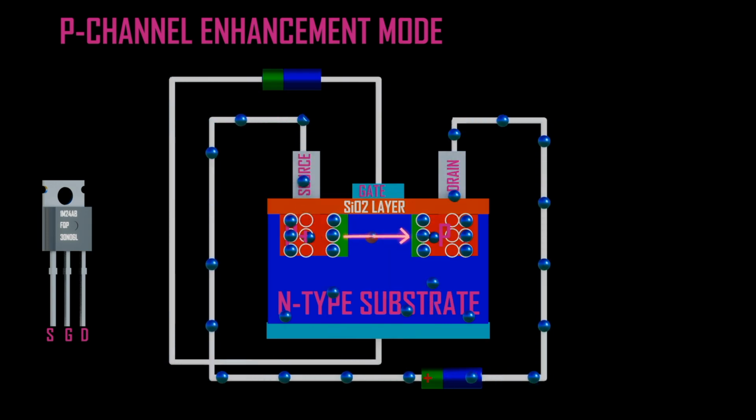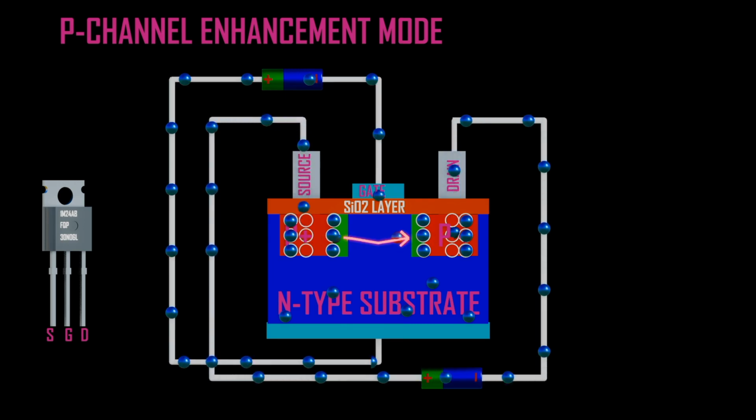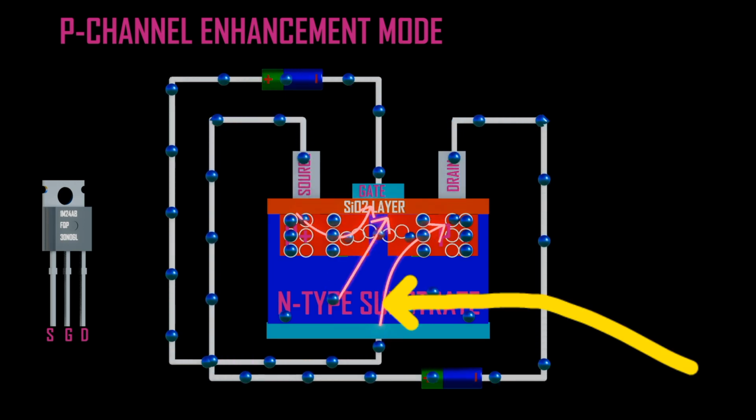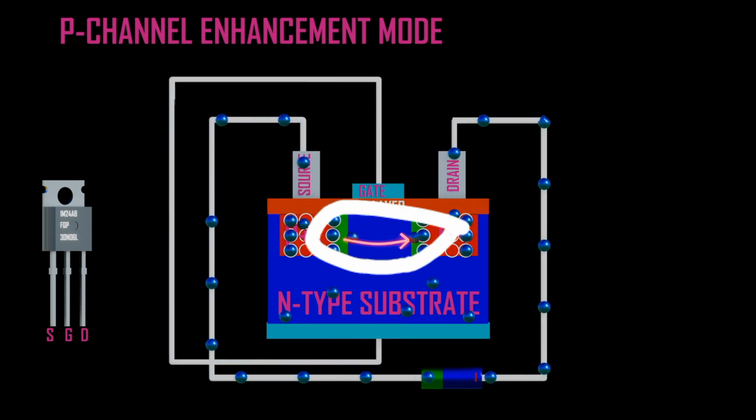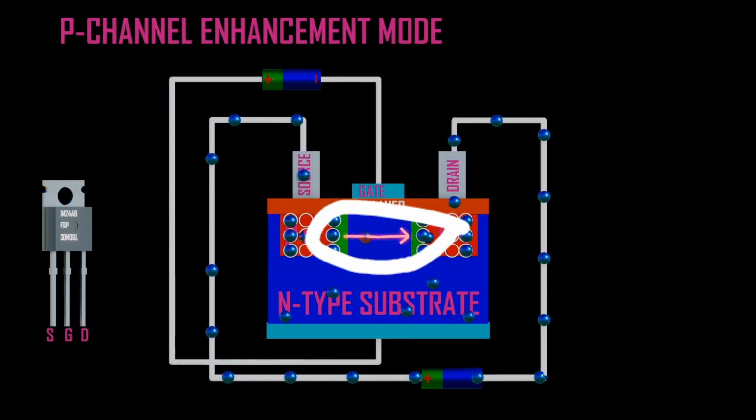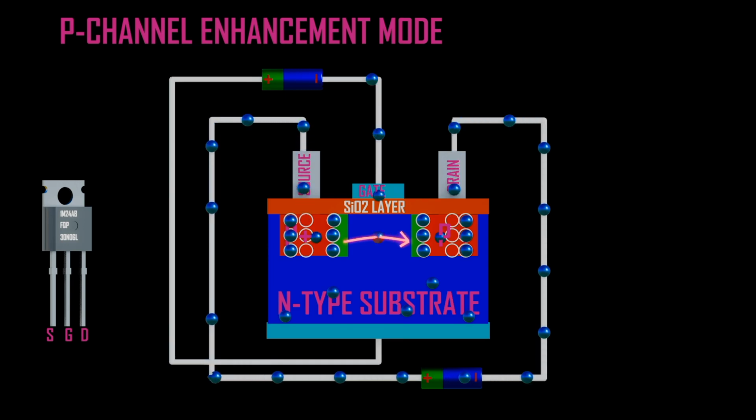Hence the majority of electrons in the N-substrate move towards the base of the MOSFET structure, due to positive potential connected to the base. This facilitates holes to spread across the channel, due to negative potential at the gate. Hence this enhancement of the holes at the channel near the gate is called enhancement mode.